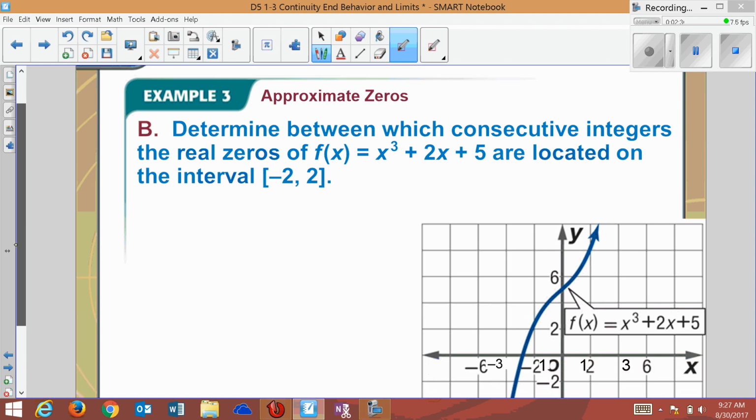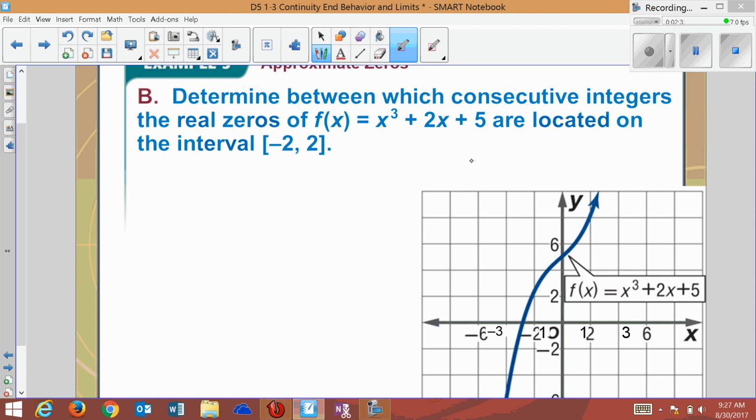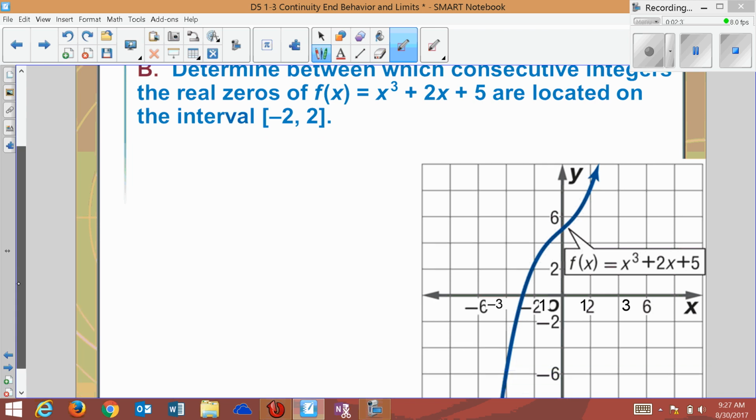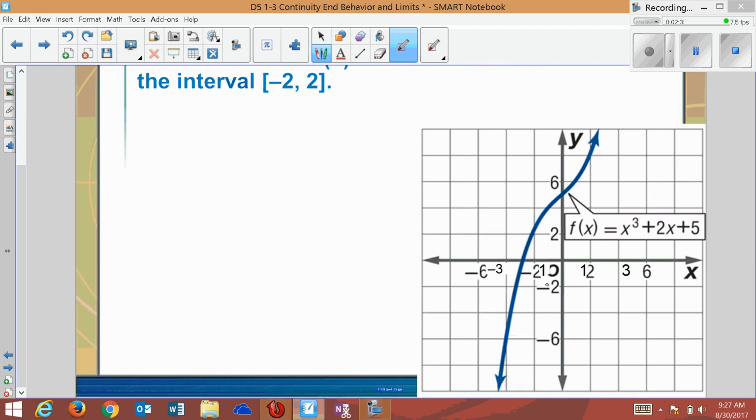Example 3b. Determine which consecutive integers the real zeros of this function here, this cubic function, are located on the interval. So again, we're looking between two values. Now they say look between -2 and 2. And if I'm looking in between there, I see that there's no zeros that occur. The only zeros that occur are between these values here.